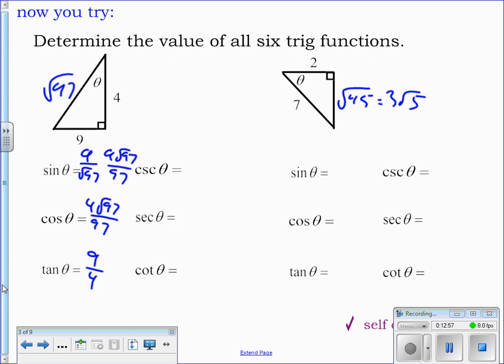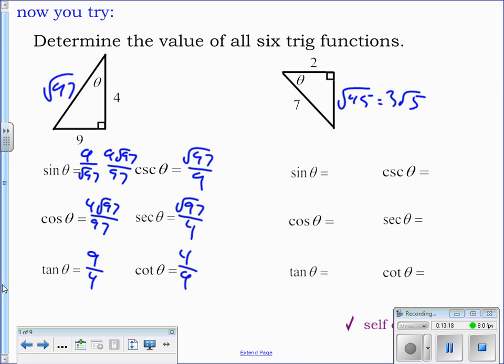Okay. The cosecant is the inverse. Do the inverse of the original, not the simplified one. Square root of 97 over 9. Same thing on the secant. Square root of 97 over 4 makes it easier. And then the last one, you just flip it over and you get 4/9.